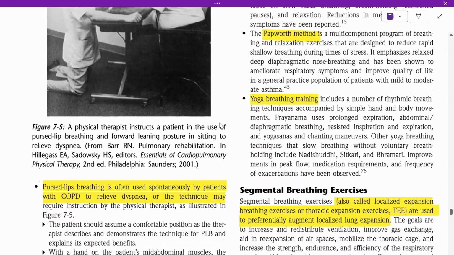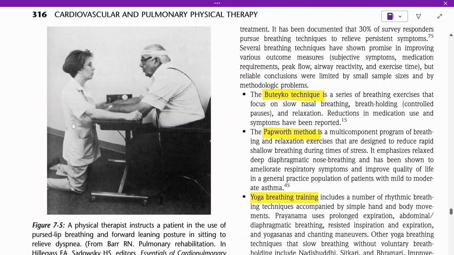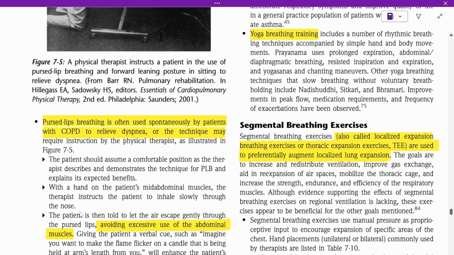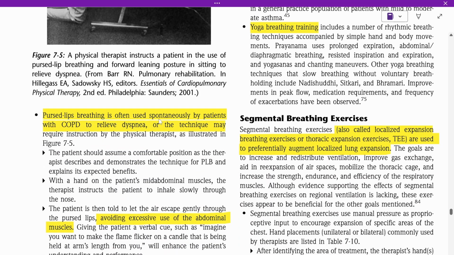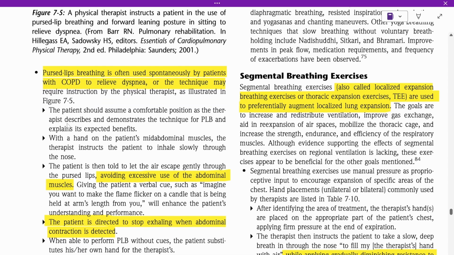So this is a patient in a sitting flexed position for relief from dyspnea. The physical therapist instructs a patient in the use of pursed lip breathing and forward leaning posture in sitting to relieve dyspnea. Pursed lip breathing is often used spontaneously by patients with COPD to relieve dyspnea, or the technique may require instruction by the physical therapist, as illustrated in figure 7.5.